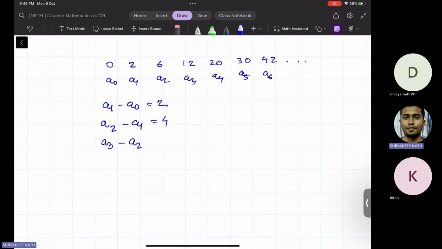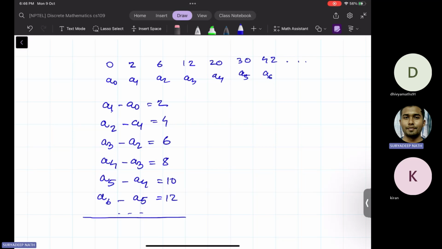A3 minus A2 is equal to 6. A4 minus A3 is 8. A5 minus A4 is 10. And A6 minus A5 is 12. And it continues.